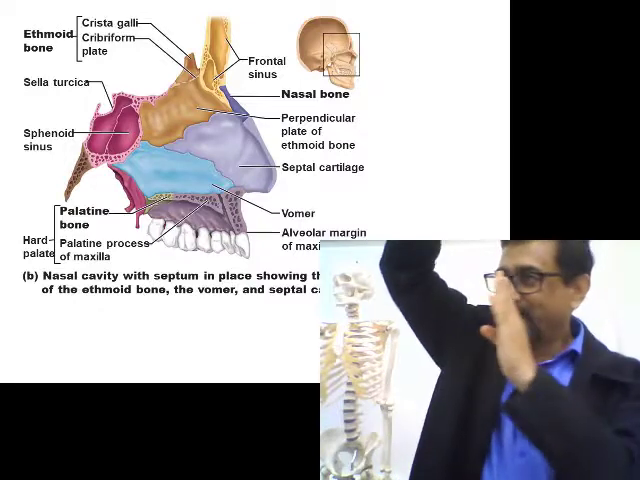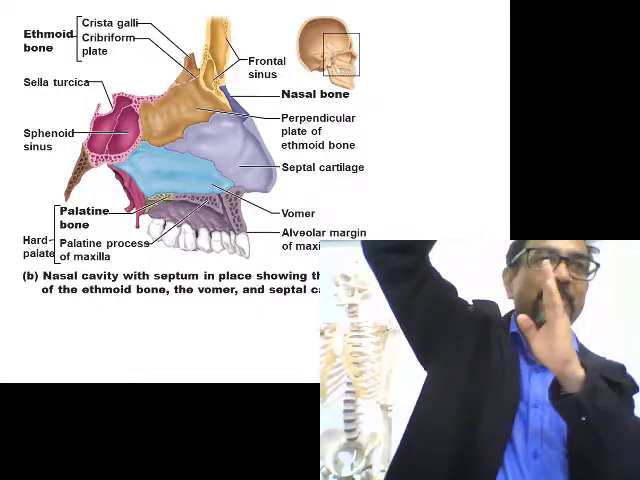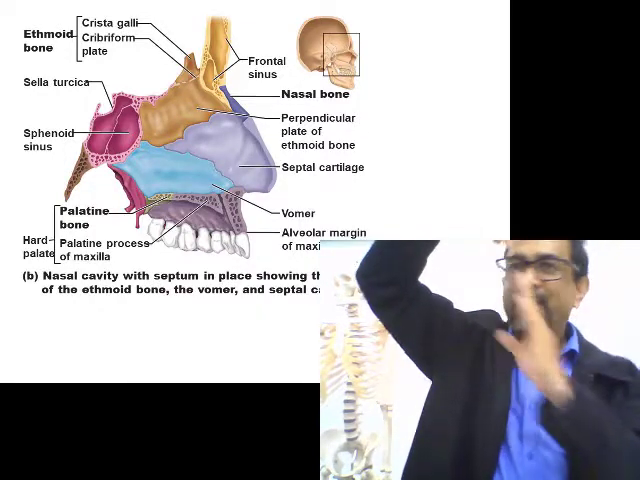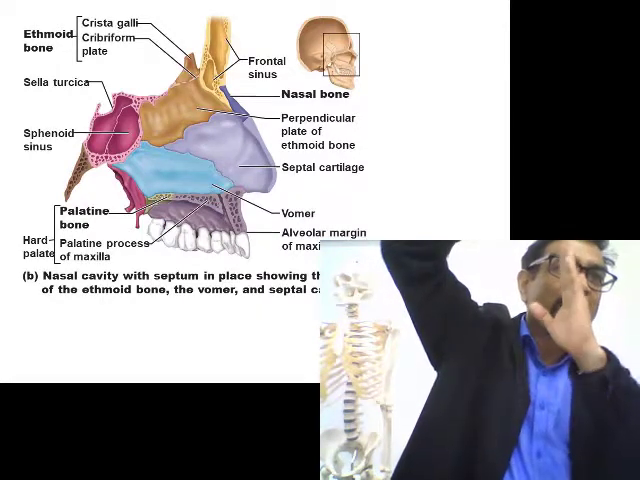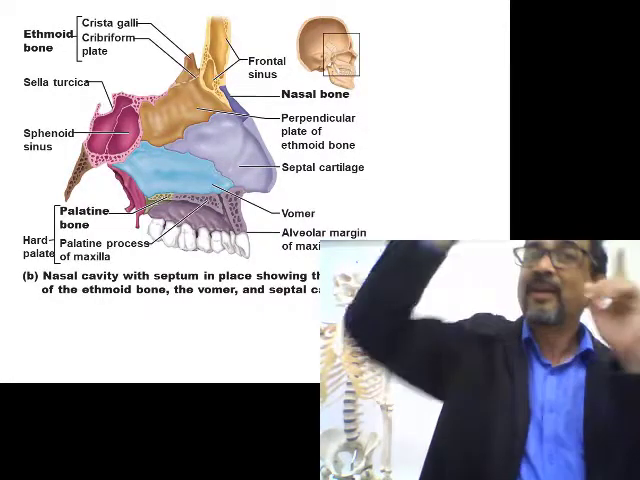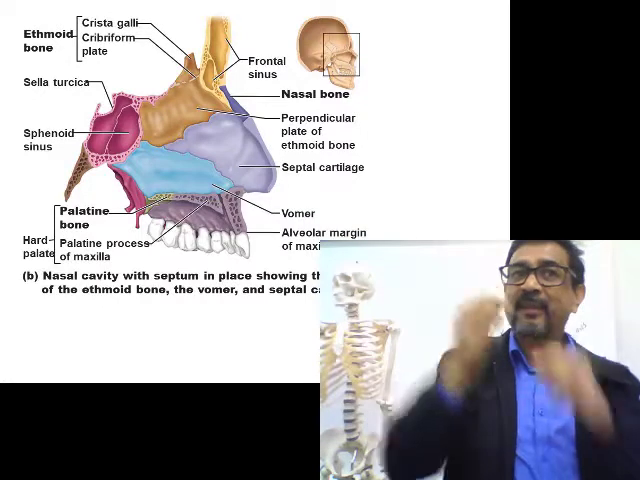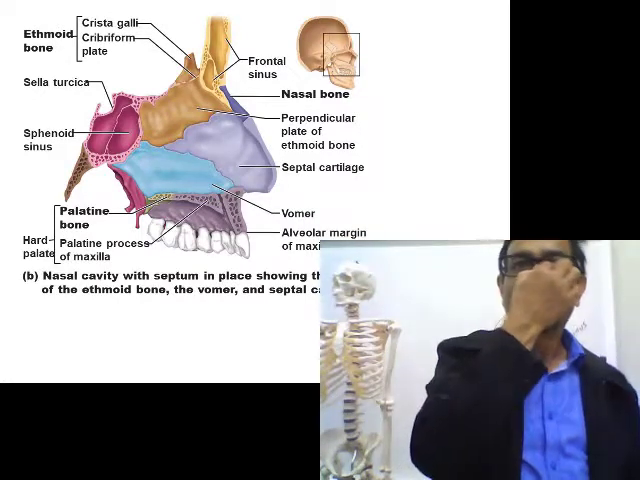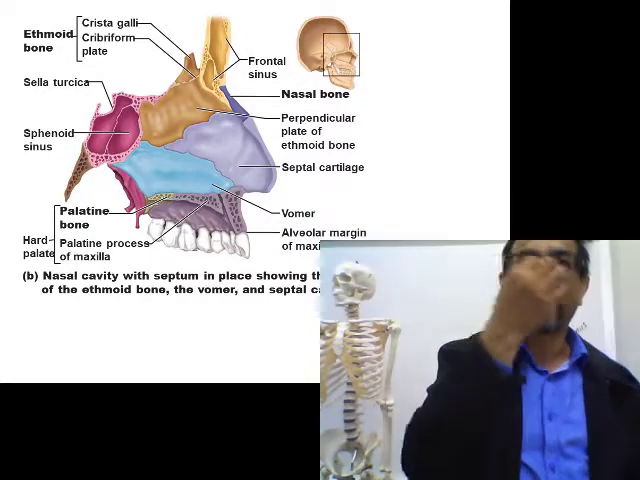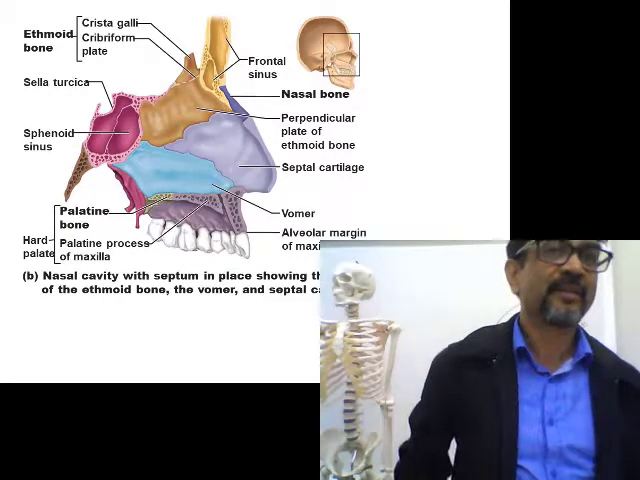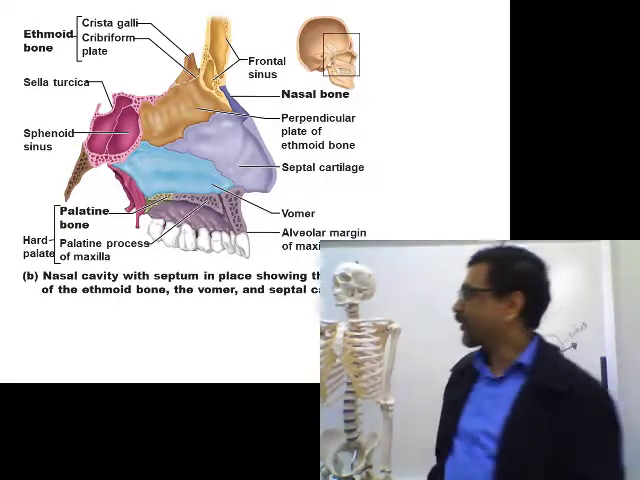From above, perpendicular plate of what? Ethmoid, right? And below, vomer, right? Those two bones form the hard or bony part of the nasal septum. In the front you have what? Cartilage, right? That's the soft part of the nasal septum. So that is the nasal septum.